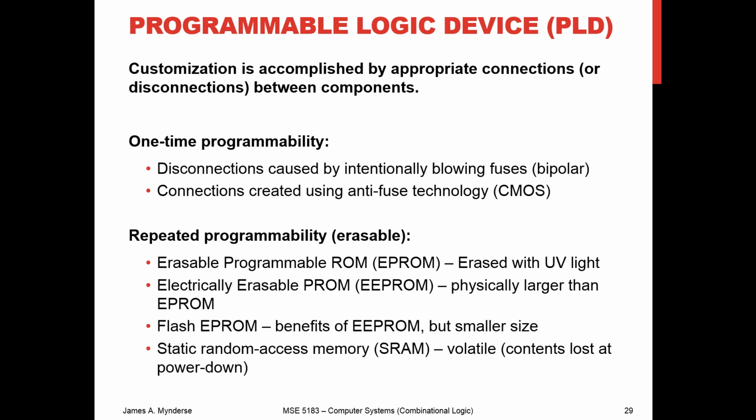So how do you make those connections? Well, you could make them one time with fuses. You just burn out the ones that you don't want. You could use anti-fuses, like CMOS. You could erase with UV light. You could erase electrically. You could use SRAM. Notice that with SRAM, though, you lose everything in power down, which isn't quite as nice. So there are a lot of different ways. They are erasable, they are reprogrammable within limits, or you could use the one-time versions.